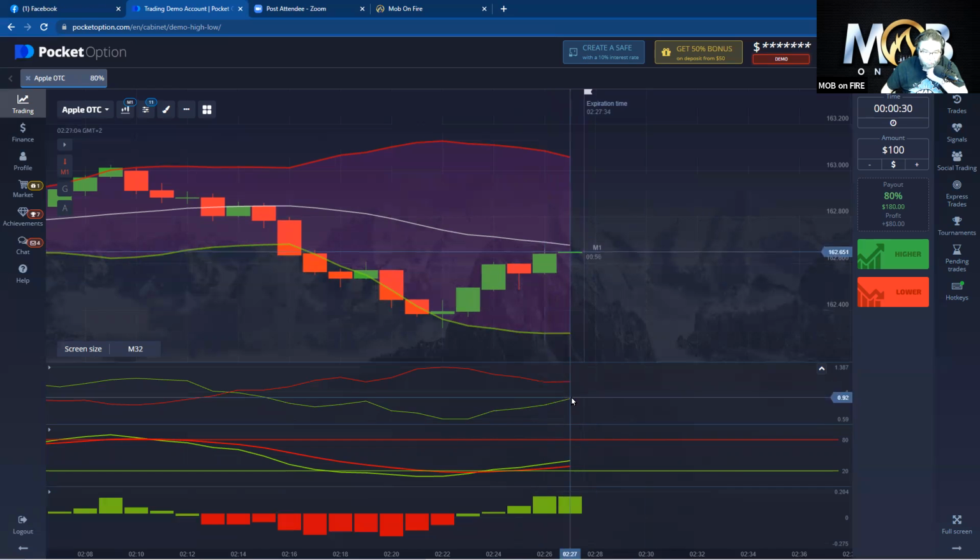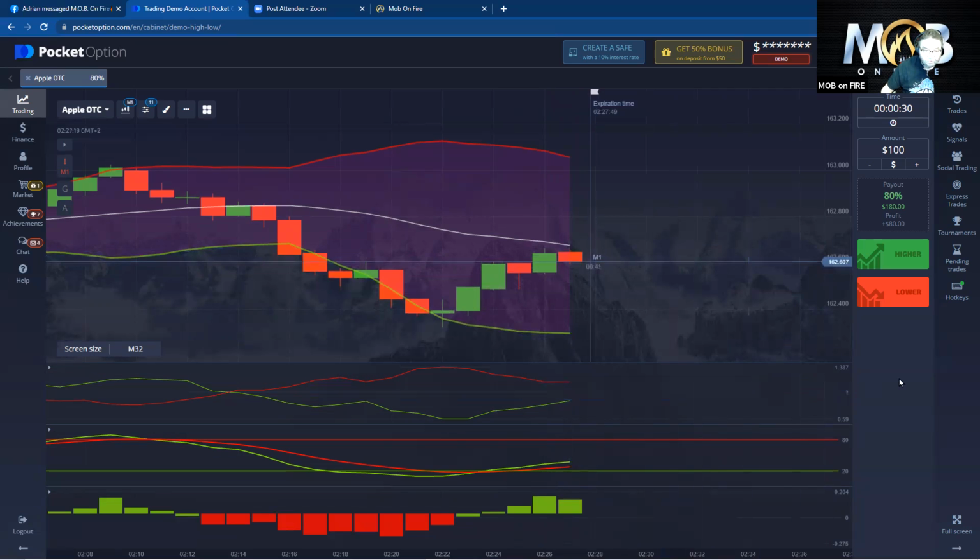starting to get a little bit narrower. The buyers are getting into the picture a little bit more. You have another bearish candle. Okay. So we're going to stay put and we're going to wait to see what is going to happen.